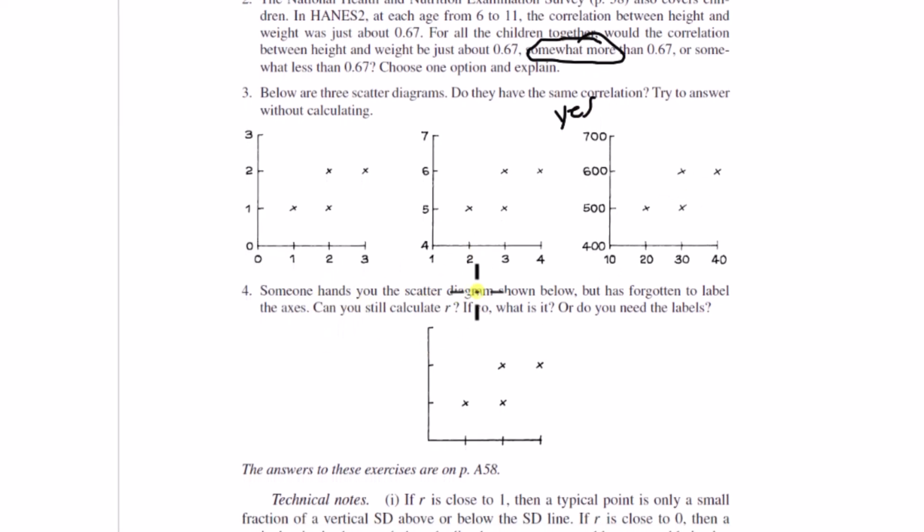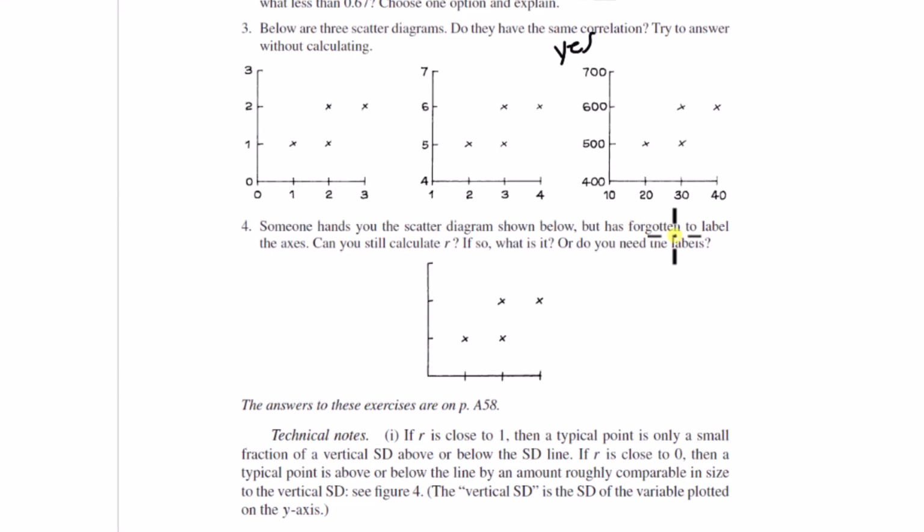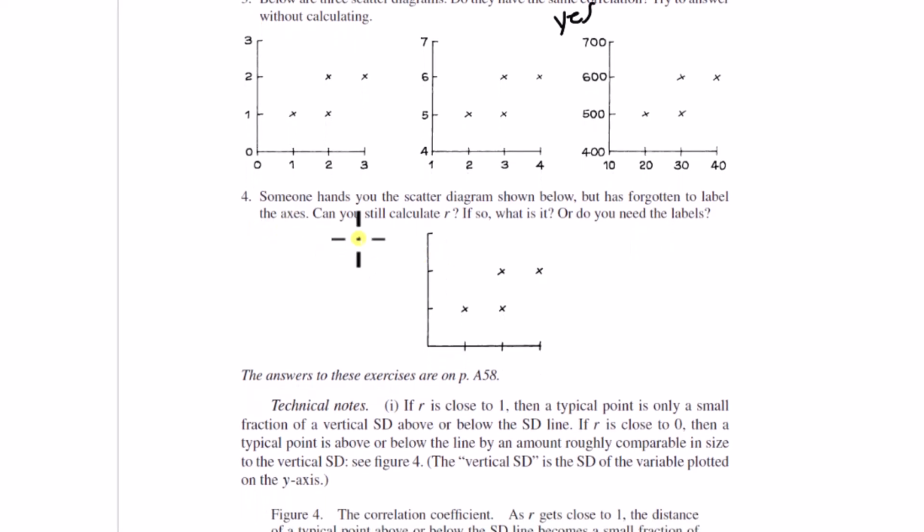Someone hands you the scatter diagram shown below, but has forgotten to label the axes. Can you still calculate R? If so, what is it, or do you need the labels? Yes, you can still calculate R. And the reason you can still calculate R is the exact reason why the correlation didn't change here. It doesn't matter what these tick marks correspond to. It's all relative.